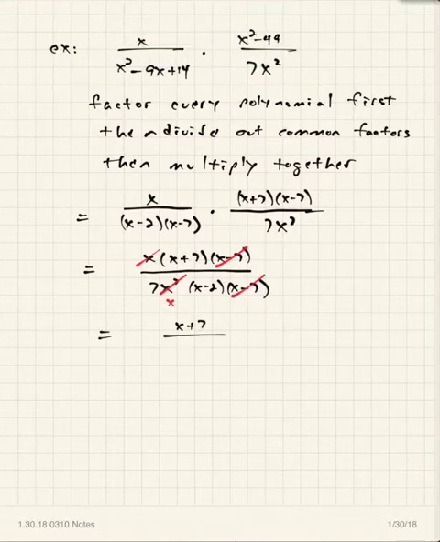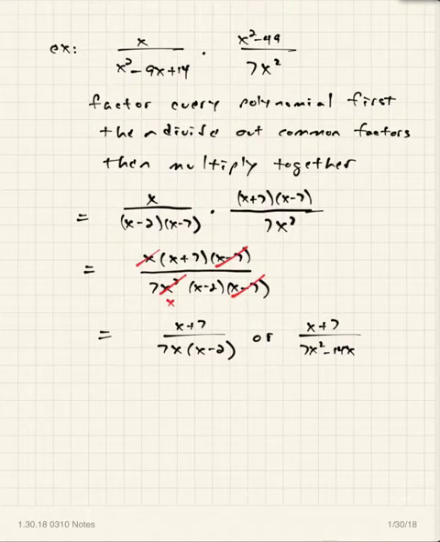And so then you end up with these factors left at the end. The x plus 7 in the numerator, and in the denominator you have a 7x times an x minus 2. And you can leave that one in that form, or you could write it as x plus 7 over 7x squared minus 14x. Either one of those answers would be very acceptable. I would actually prefer the first one, but you could write it out either way. I would absolutely not have a problem with either one of those forms.